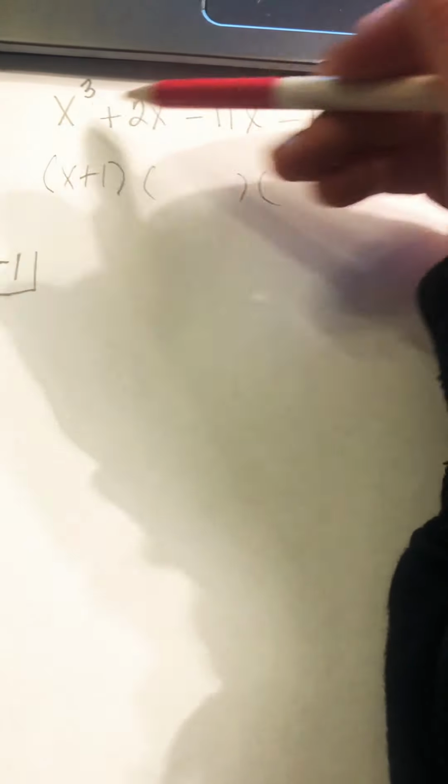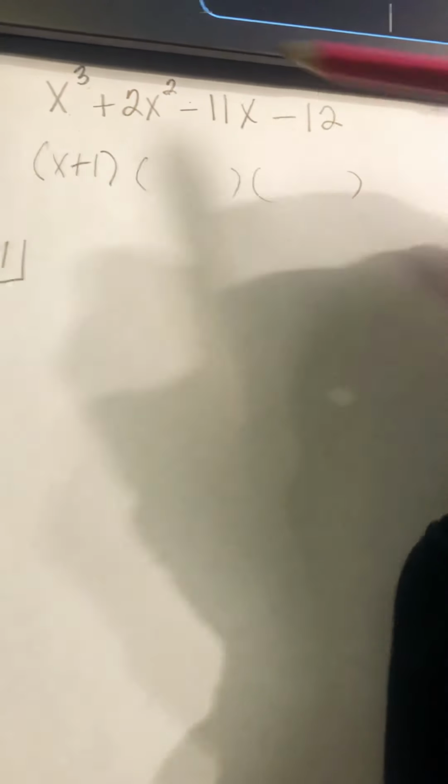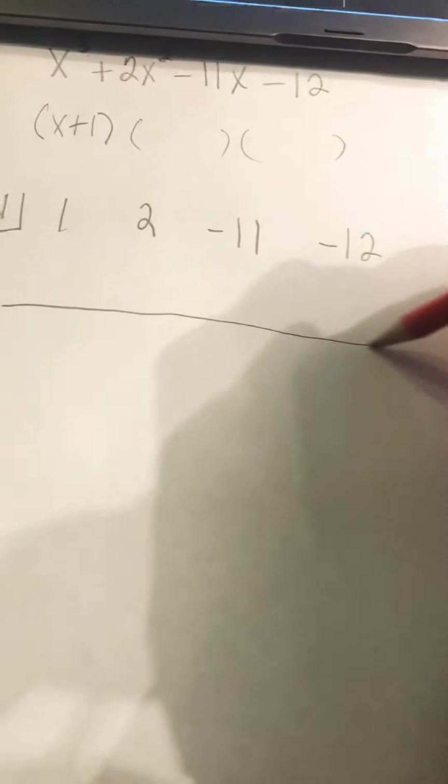So remember, we're using our coefficients, right? And make sure that if there's any degree missing, you mark it with a 0, but in this case it's 3, 2, 1, none, so we're good. So I have a 1, a 2, a negative 11, and a negative 12, right?